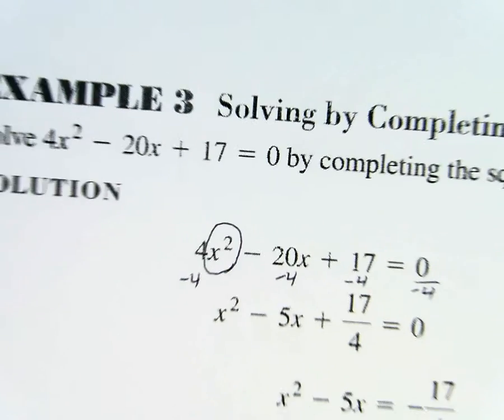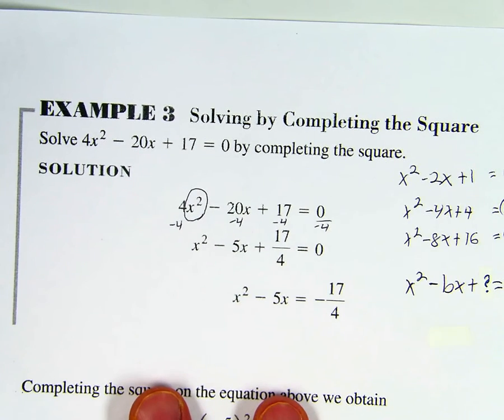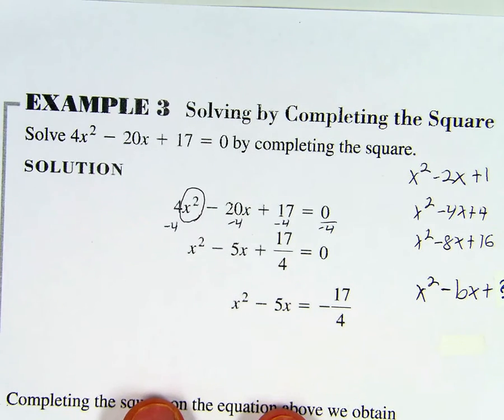Mr. Christensen here. I'm going to be doing example 3 from P5, solving by completing the square. So the question is: solve 4x squared minus 20x plus 17 equal to 0 by completing the square.